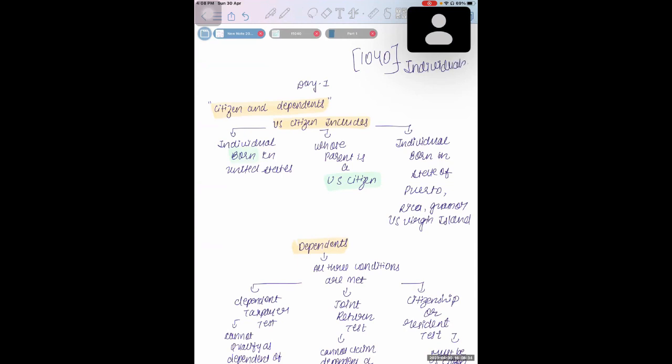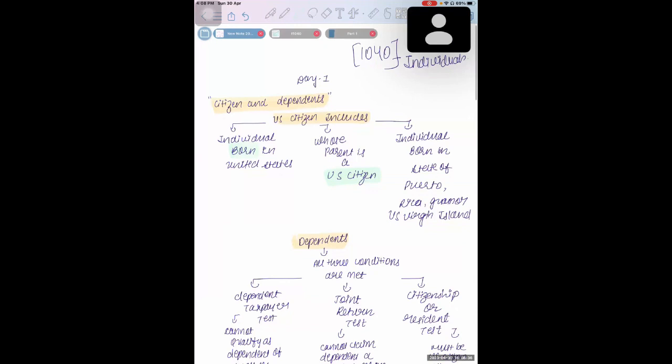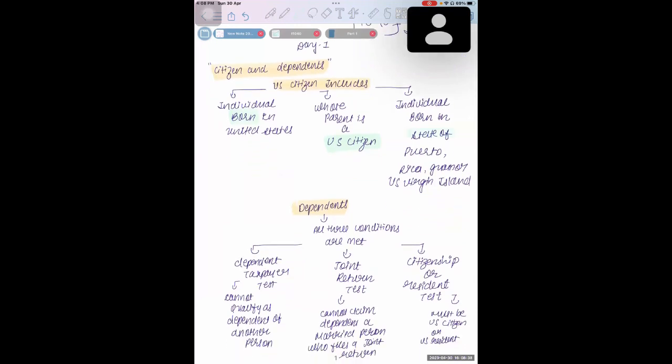And the third person is if an individual is born in Puerto Rico, Guam, or the US Virgin Islands. These are separate territories, but even if you are born in these places, you will be called a US citizen. So this is the definition of a US citizen.